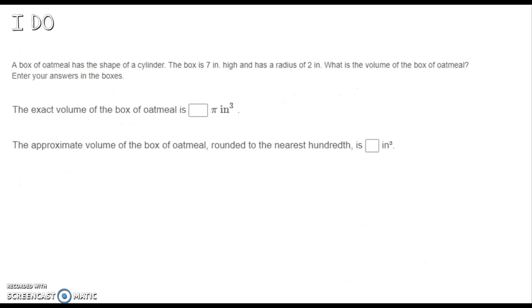Last two, we're going to finish up here, deal with a real world problem. So you have a box of oatmeal that's shaped like a cylinder. So when you're given these word problems and they don't come with a diagram, draw something. The height of this box is 7 inches. The radius is 2 inches. So what is the volume of the box of oatmeal?